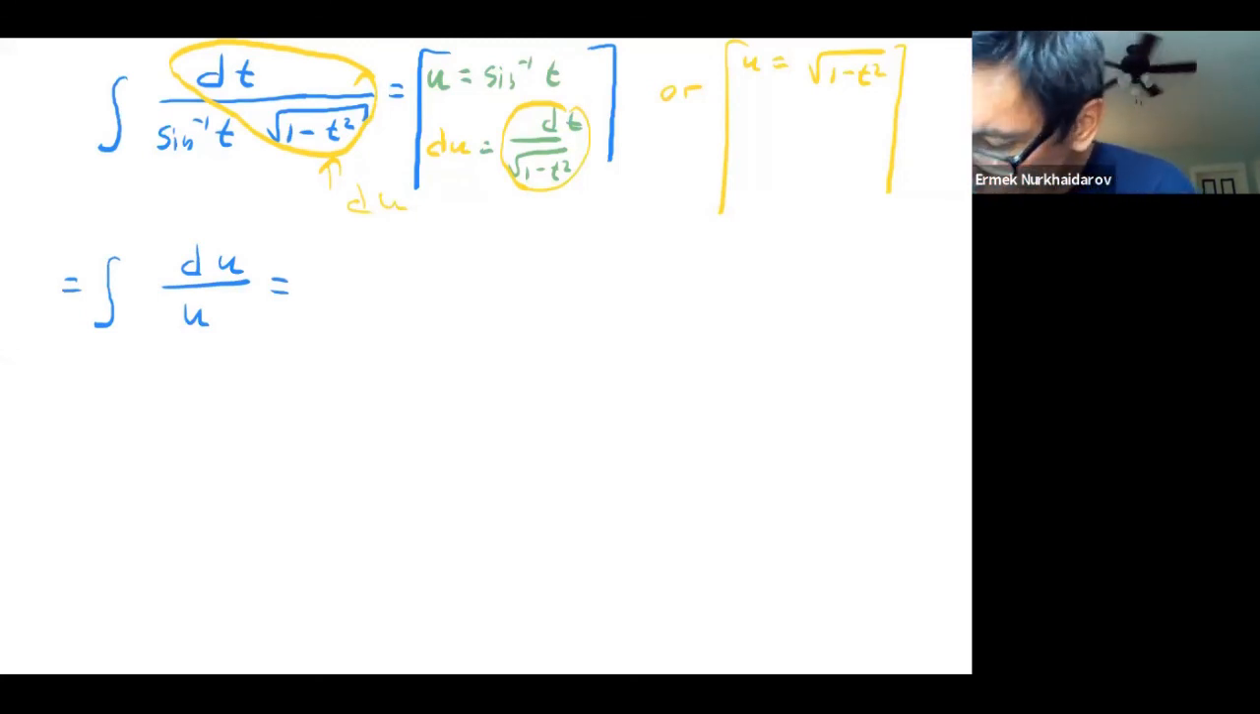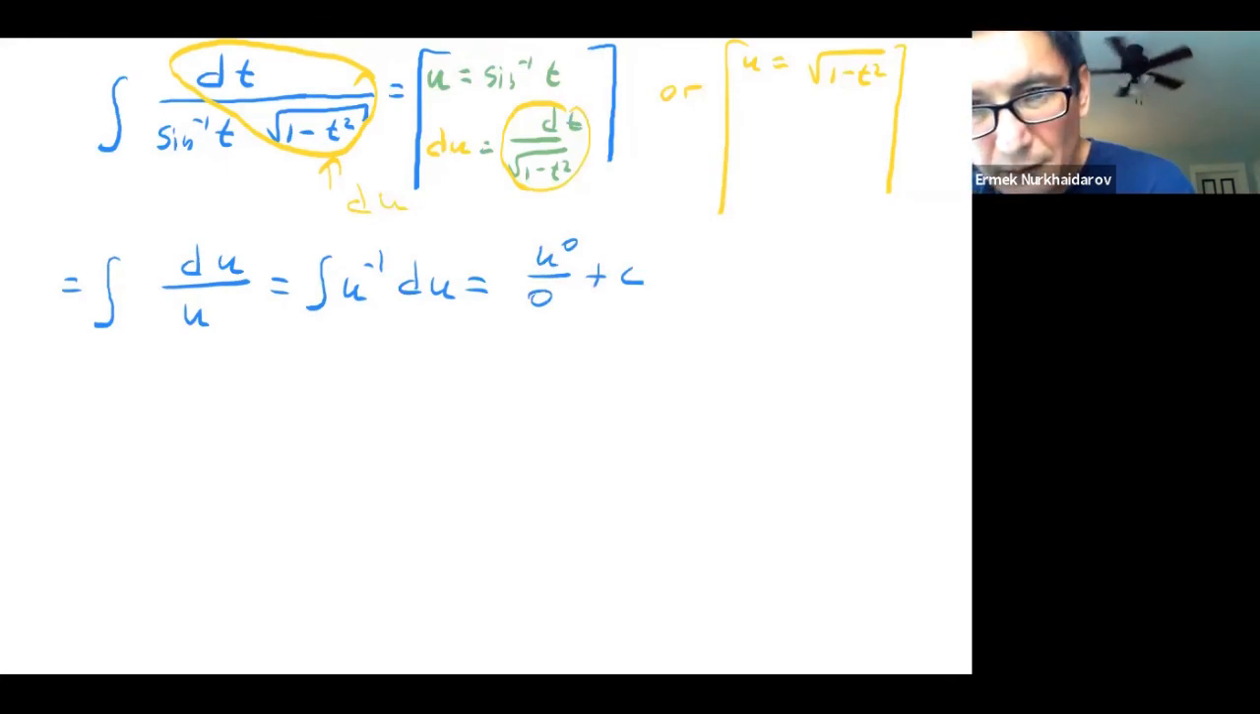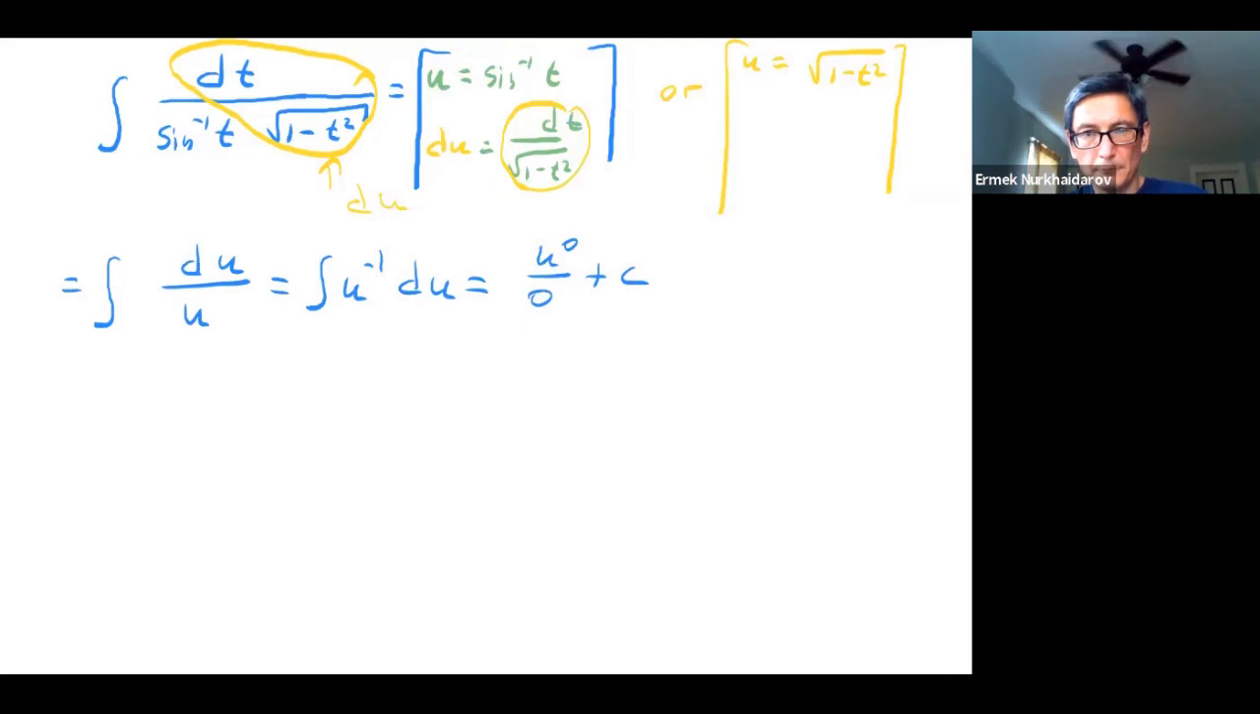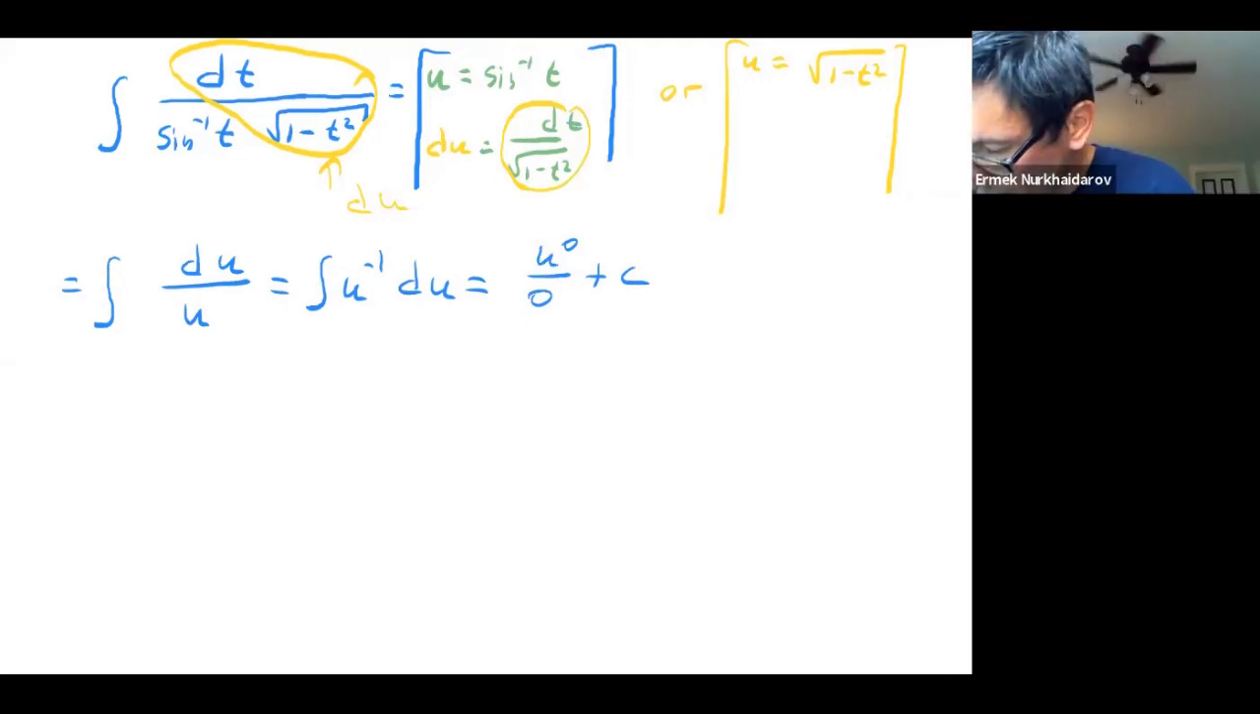Then this is u to the negative 1 du. We'll use the power rule, so we're going to get u to the 0 over 0 plus c. Okay, what's wrong? How did I get 0? Our rule says you have to start with your exponent, add 1, and divide by the new exponent.